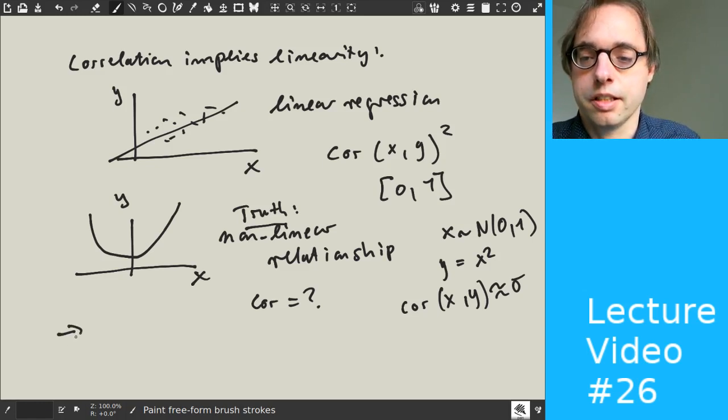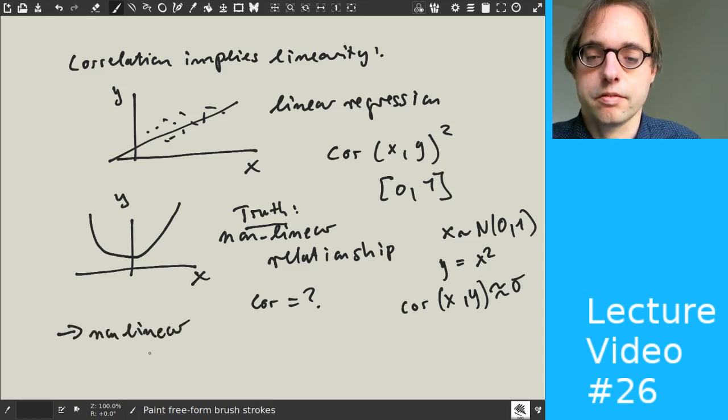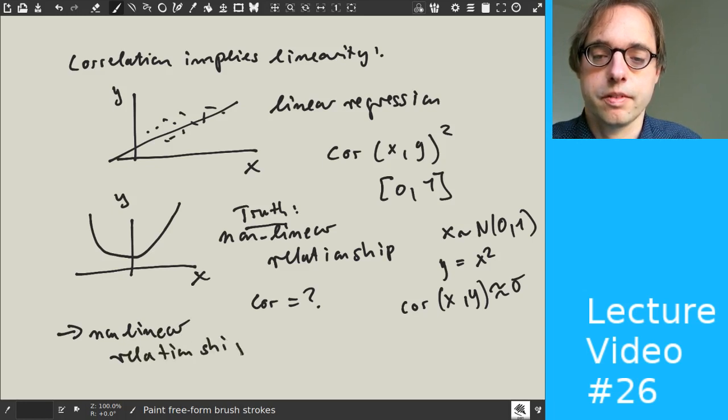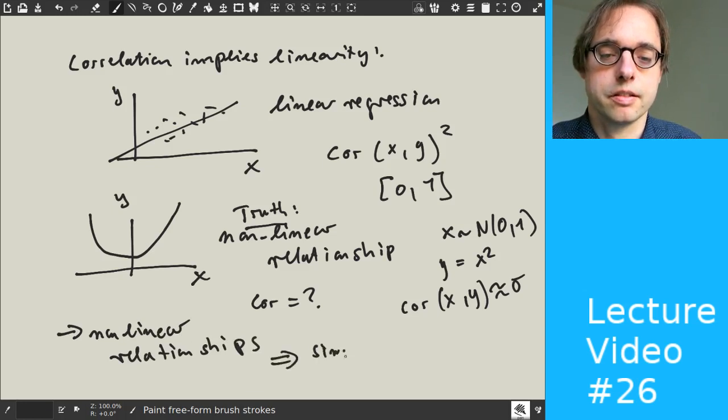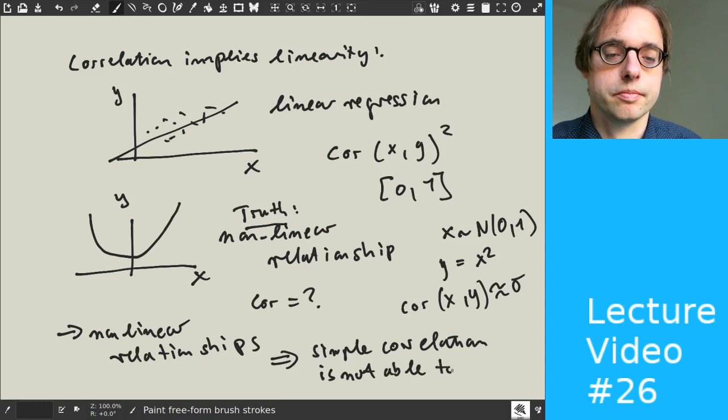So nonlinear relationships in the data, then simple correlation is not able to detect the dependency.